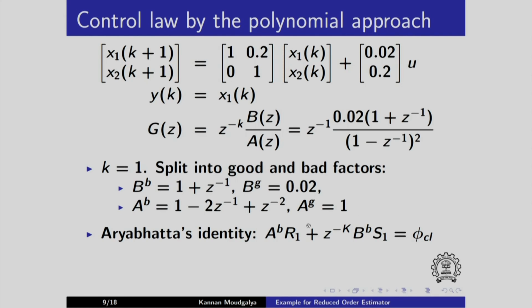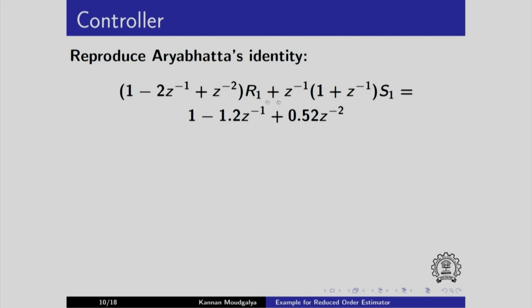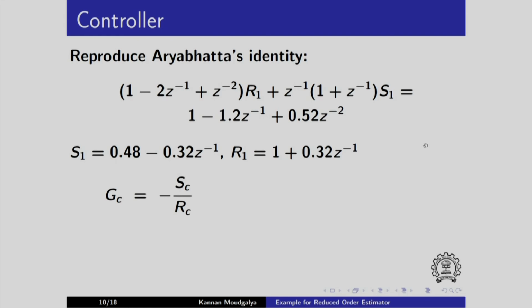Let us use the Aryabhata's identity. So we have to solve this expression. I have rewritten that identity here. On solving, I get R1 and S1 as given here. The control law is minus SC by RC.